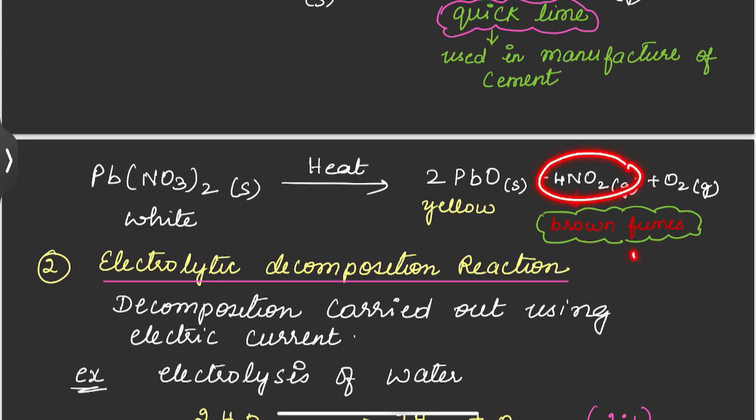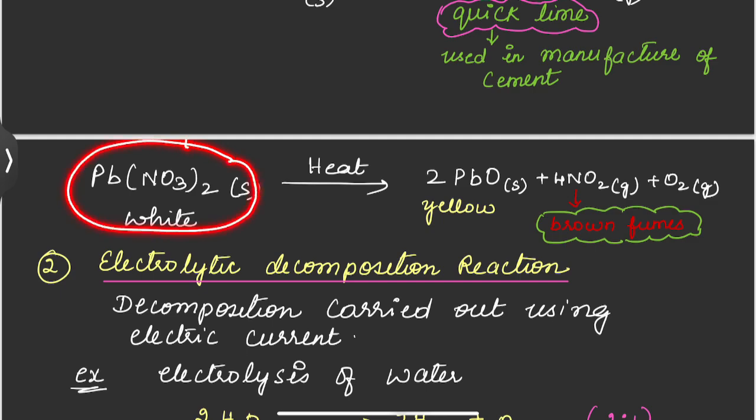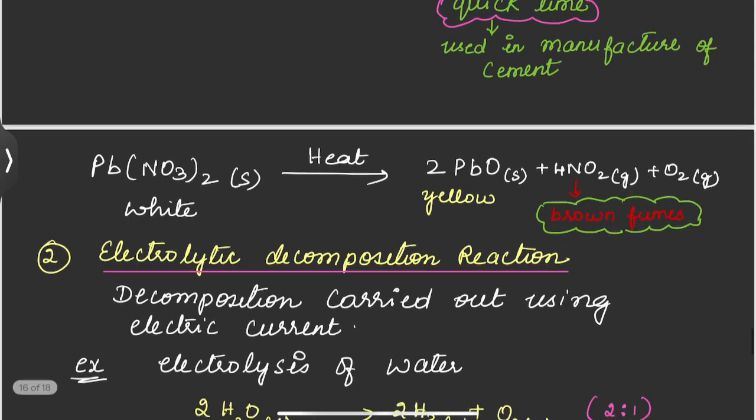Nitrogen dioxide is brown fumes. When you heat this lead nitrate, you can see brown color fumes coming out. That brown color fumes is nothing but nitrogen dioxide. This was asked in the final board examination: what is the brown color which is liberated when lead nitrate is heated. You have to write that it is nitrogen dioxide gas which gives the brown color fumes.